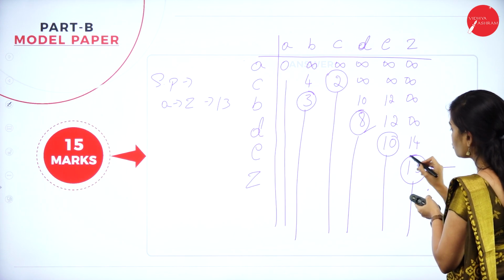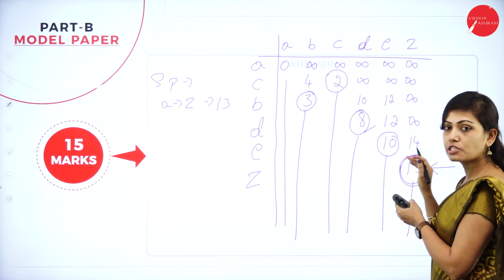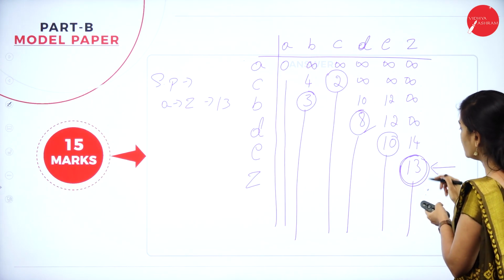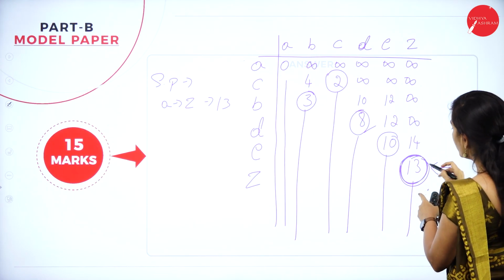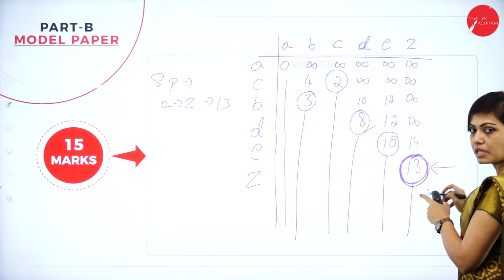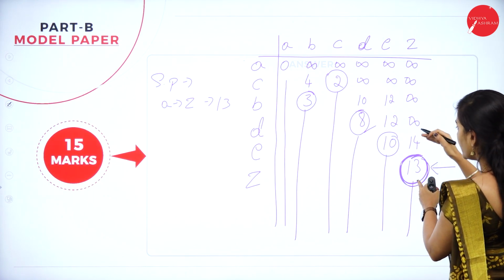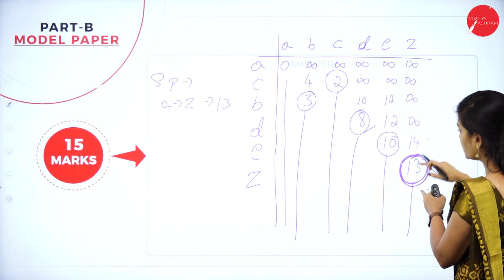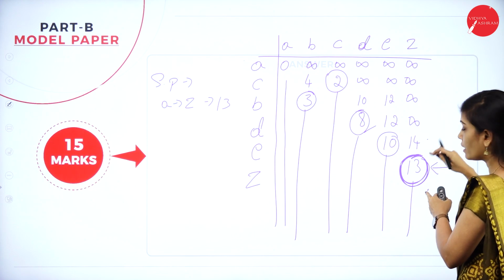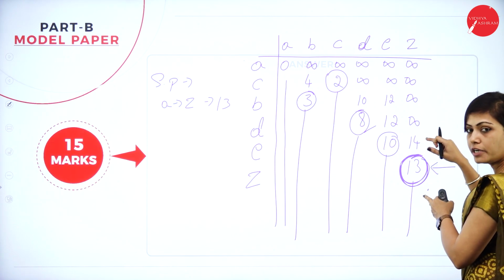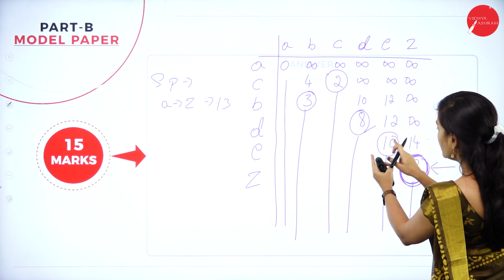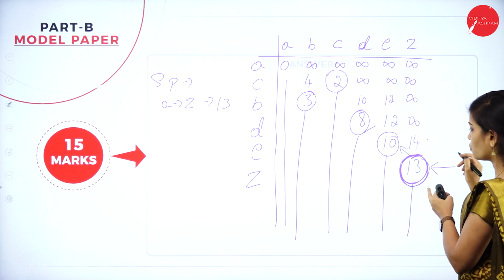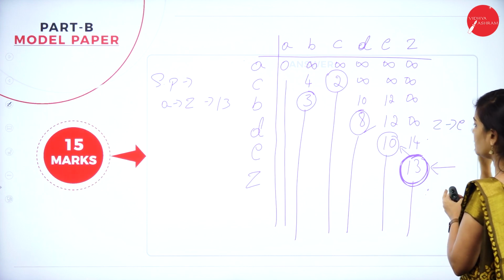I'll repeat. So now I'll find the shortest route for A to Z. For finding the shortest route, I'll start from this value. The last value is 13. If you get a different value in the previous value, so here you have 13, here you have 14. The previous value is different. If you get a different value, you just compare with the next value. So 10 and 14, the least value is 10. So I'll jump here. So Z to E.